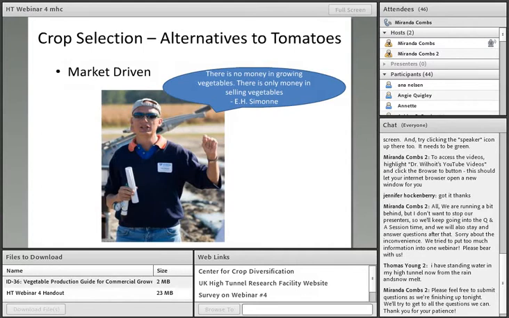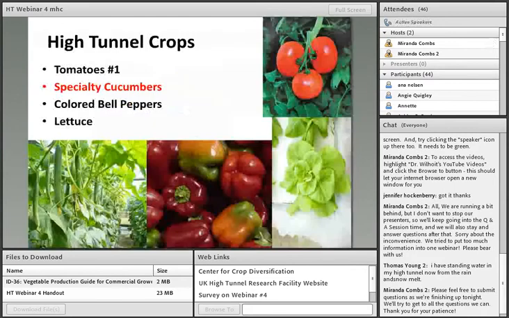But the one thing, looking at alternatives, it's got to be market driven. And this is pictured here, a mentor of mine from my days at Florida. This is Eric Simone, and one of the things he told me a long time ago is there's no money in growing vegetables. There's only money in selling vegetables. And that's very important. It's something that I'll never forget. We can grow a crop very well, but can we be profitable from it? That's another question. It's something you need to consider and think about.